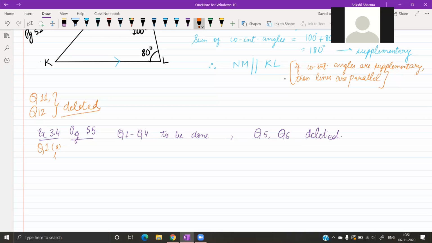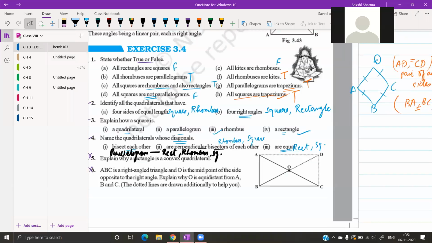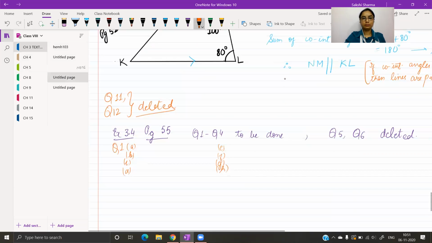So question number 1, if you want, you can just answer these in the book. So we have B, C, and the last 3 true. The others are false. Then question number 2, part A, you have to answer the names of the quadrilaterals in which the four sides are equal.